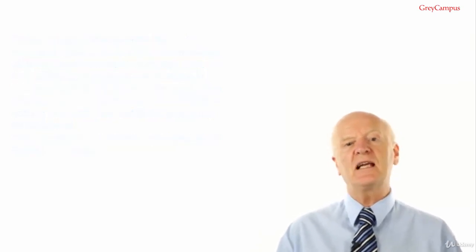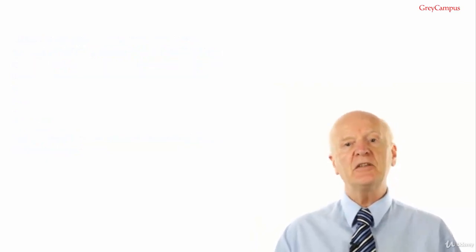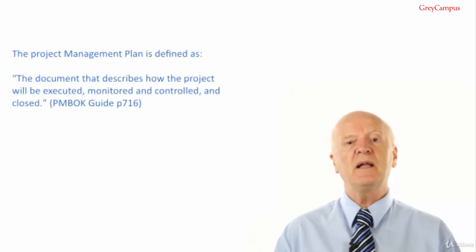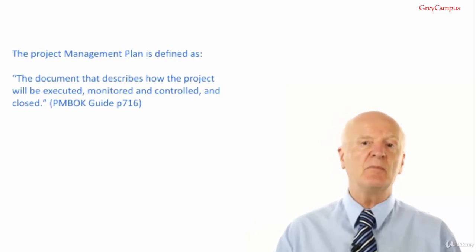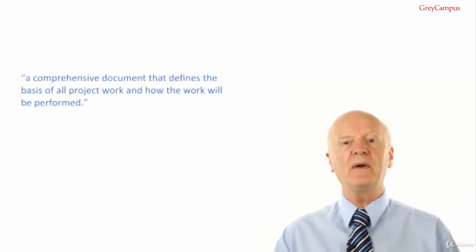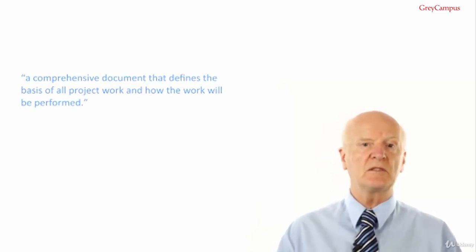The first thing we need to establish in this lesson is what is a project management plan. It turns out it's not as simple a question as it seems. The project management plan is defined as the document that describes how the project will be executed, monitored and controlled and closed. And that's from the PMBOK Guide, page 716. As we've seen at the start of this lesson, it's also a comprehensive document that defines the basis for all project work and how the work will be performed. But these definitions simply tell us what a project management plan does.